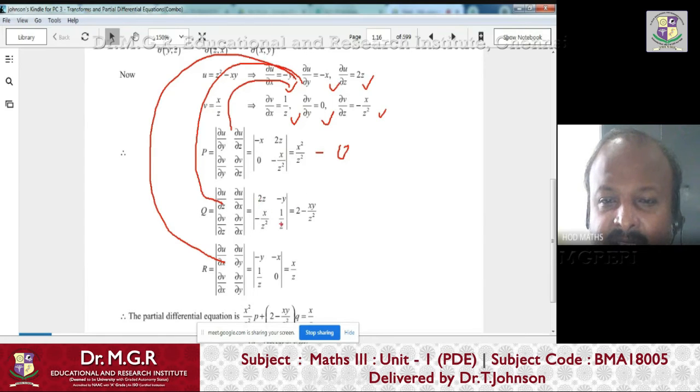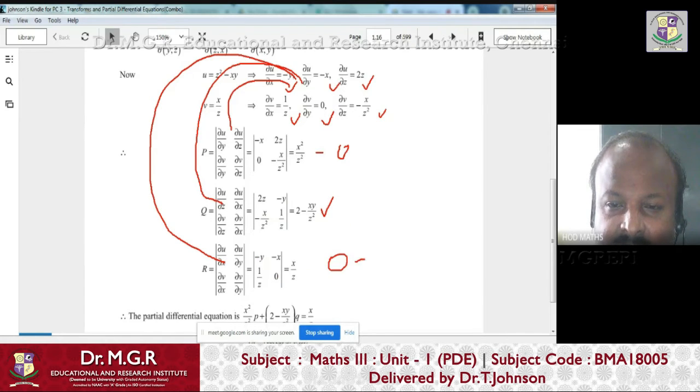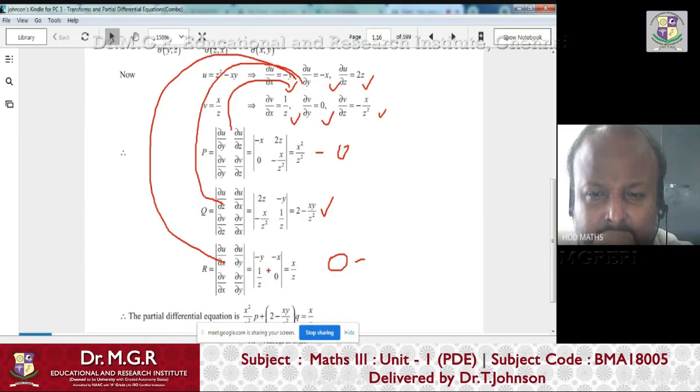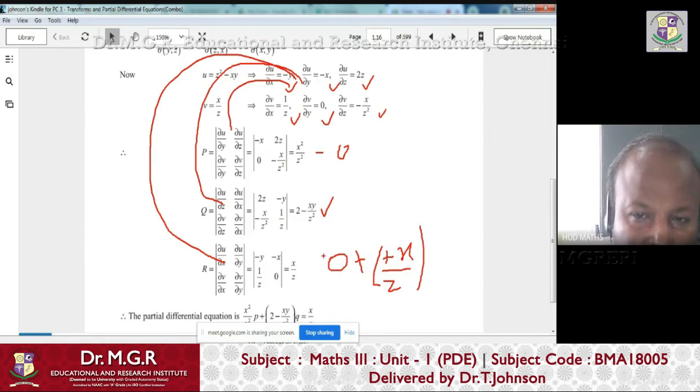Then if you multiply this and this, 2z into z means 2, because z cancels. So 2 minus this into this. This into this is xy by z square. And finally, this into this is 0 minus this into this, which is minus of x by z. So it becomes plus x by z, right?